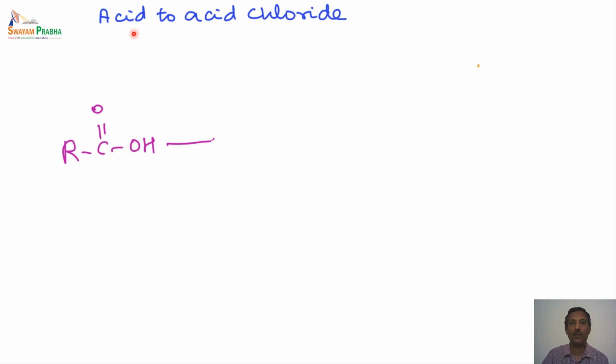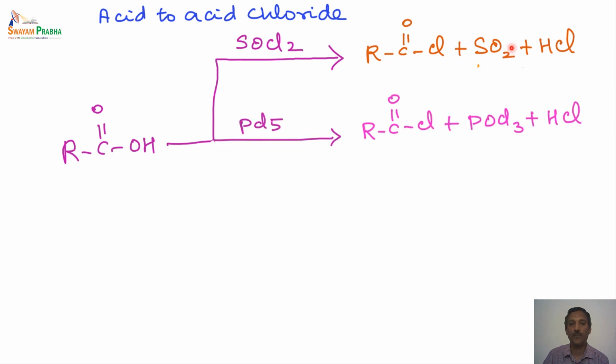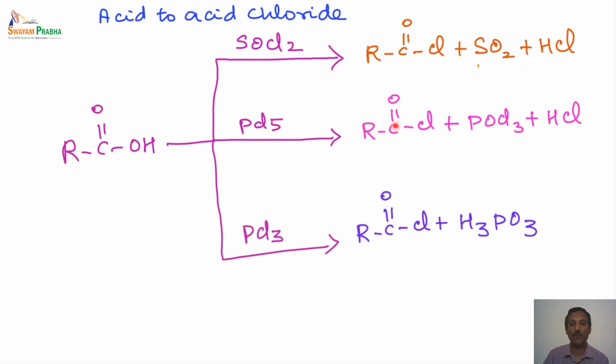Let us look at how acid can be converted to acid chloride. So the first one is carboxylic acid when treated with thionyl chloride produces acid chloride, sulfur dioxide and HCl. The carboxylic acid can also be treated with PCl5 to give the corresponding acid chloride, or we can also use PCl3 to produce the corresponding acid chloride. So there are three different ways by which a carboxylic acid can be converted to acid chloride.